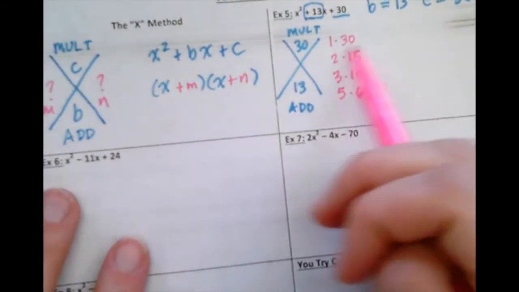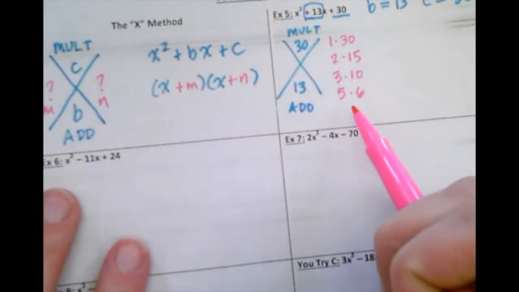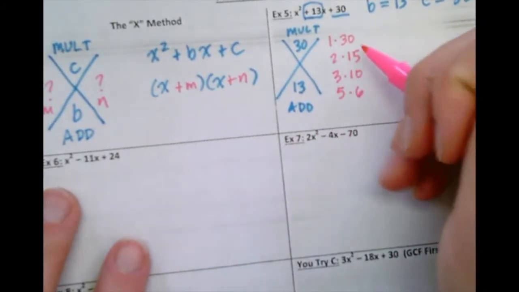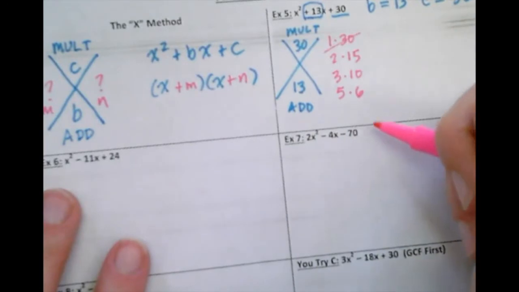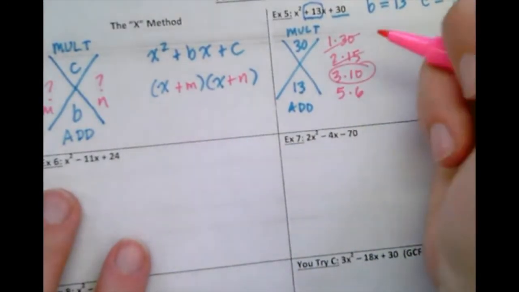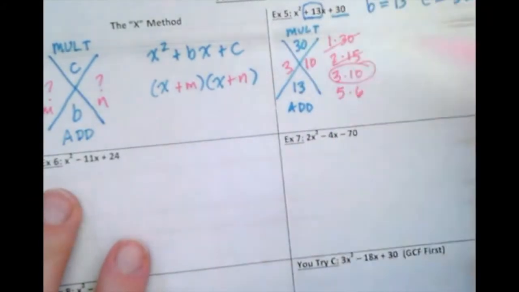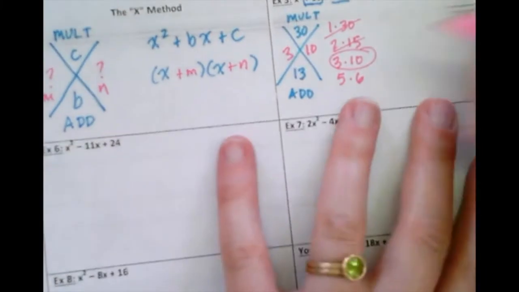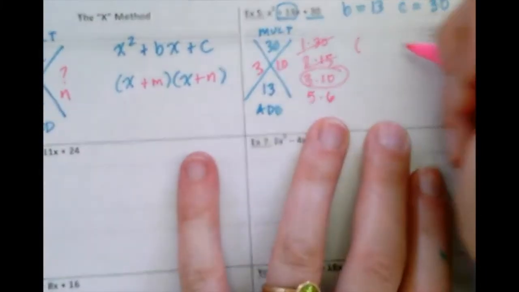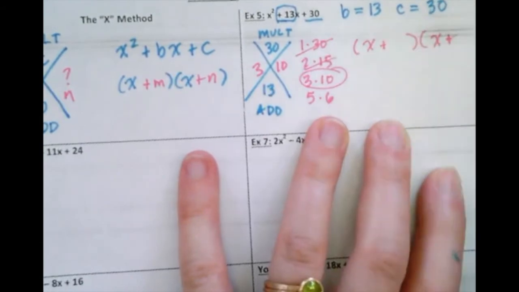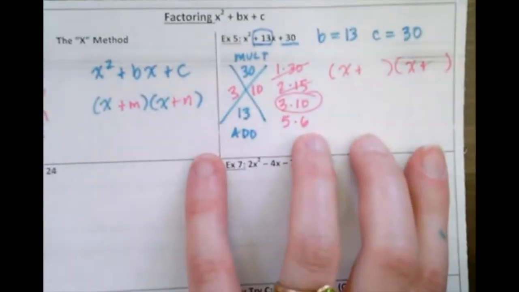So then I'm looking between all of this list of factors, which ones will also add to give me 13? Well, 1 plus 30, that's not 13. 2 plus 15 is 17. 3 plus 10, that's what gives me 13. So that helps me to identify what those two factors are. Now, when I go to write my factored form, I know it's always going to be x plus something. And then I now know what those numbers are: 3 and 10.